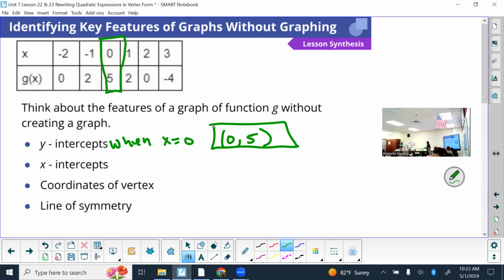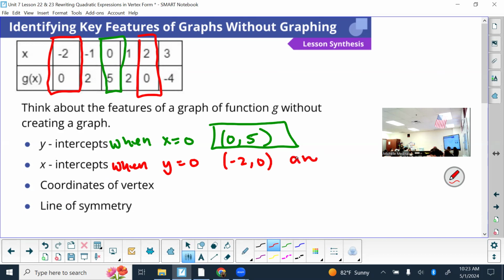X-intercepts are the opposite. What's 0 for x-intercepts? Not the x. When y is 0. So check your outputs or your y values. Here I have a 0 showing. Here I have a 0 showing. I should never have more than 2, at least for quadratics. And my x-intercepts from this table are -2 and 2.